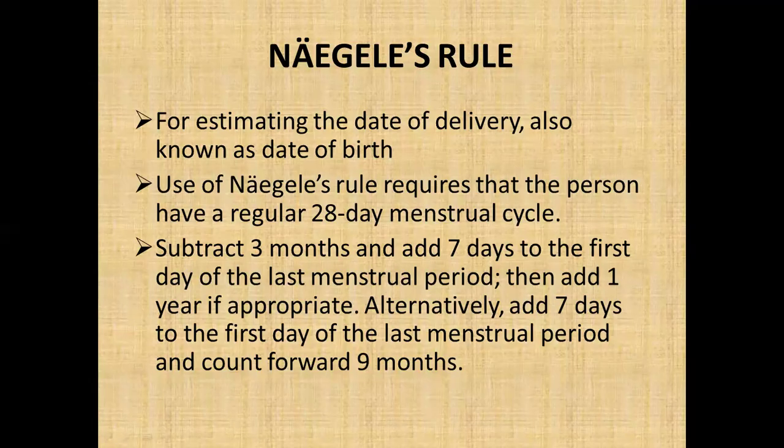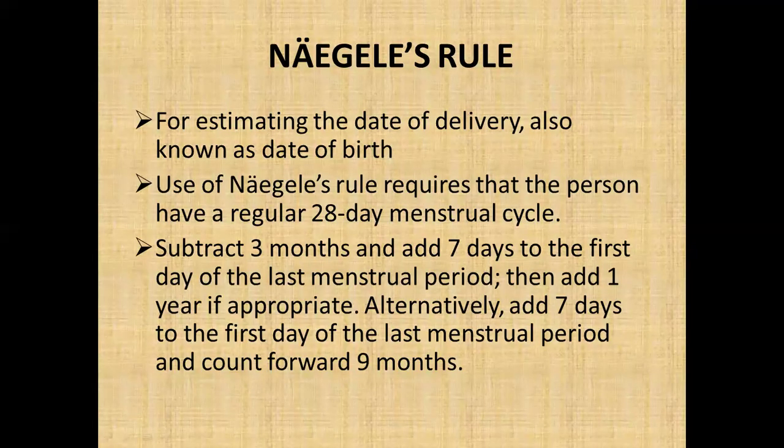Alternatively, you can add seven days to the first day of the last menstrual cycle, and then you count 9 months forward. So any of them you can use. You can use the first method where you subtract 3 months and then you add 7 days to the first day of the last menstrual period, or you can go with adding 7 days to the first day of the last menstrual period, and then you count 9 months forward. Any one of these you feel comfortable with, you can use.